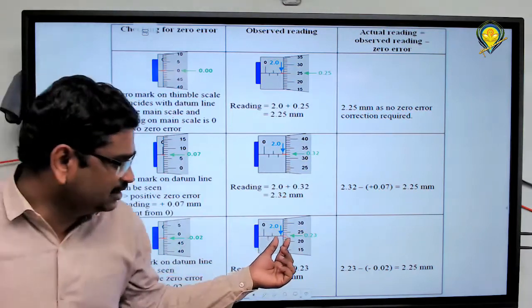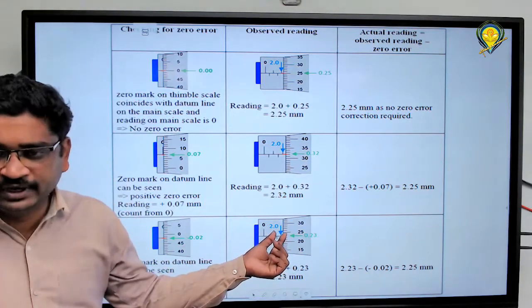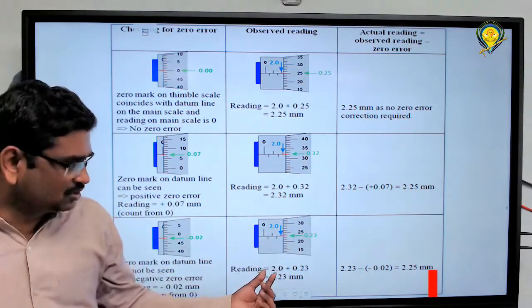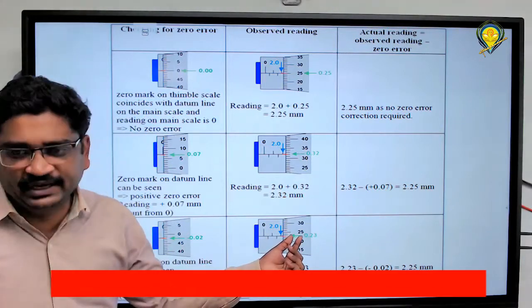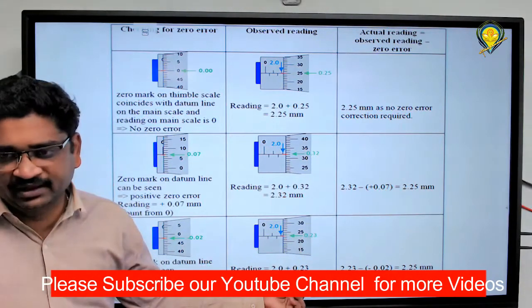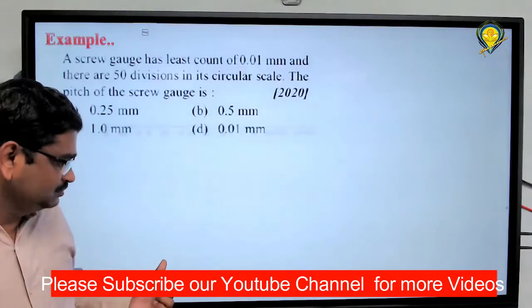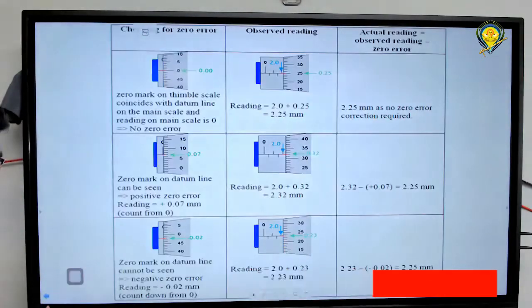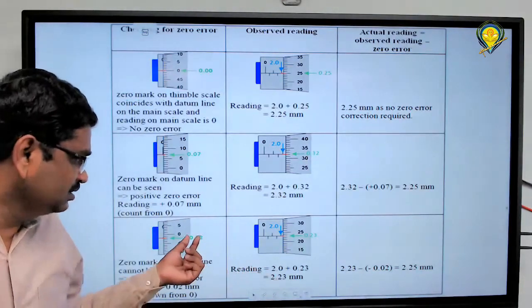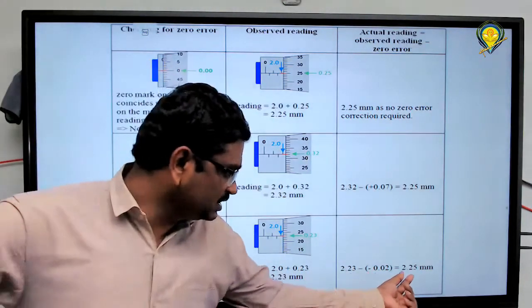Now measure the value using this one. It is showing 2 as the main scale reading. Next, it is showing 23, so 0.23. Now 2.23 is the reading. Now what about the error? Plus. So 2.23 plus 0.02 becomes 2.25.